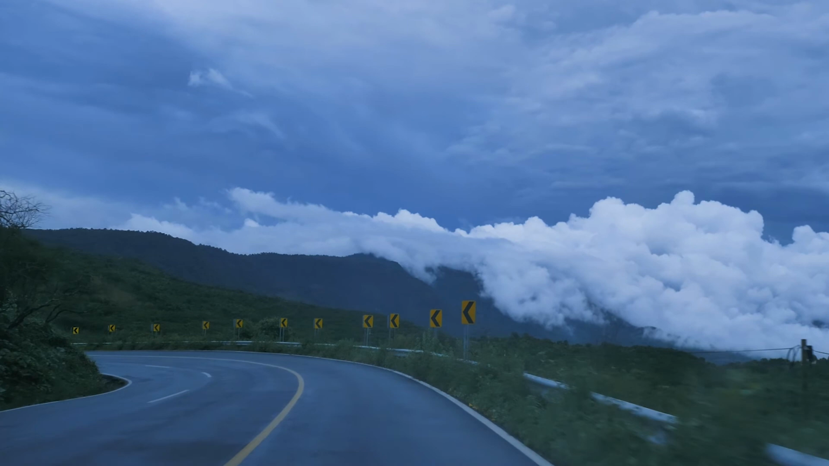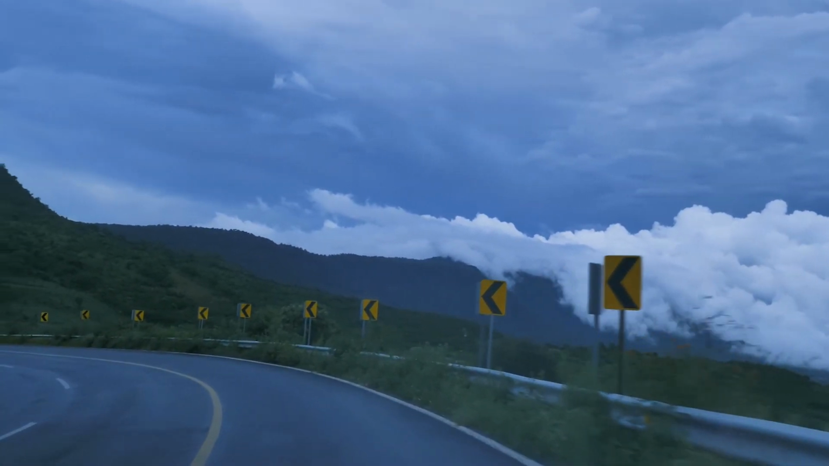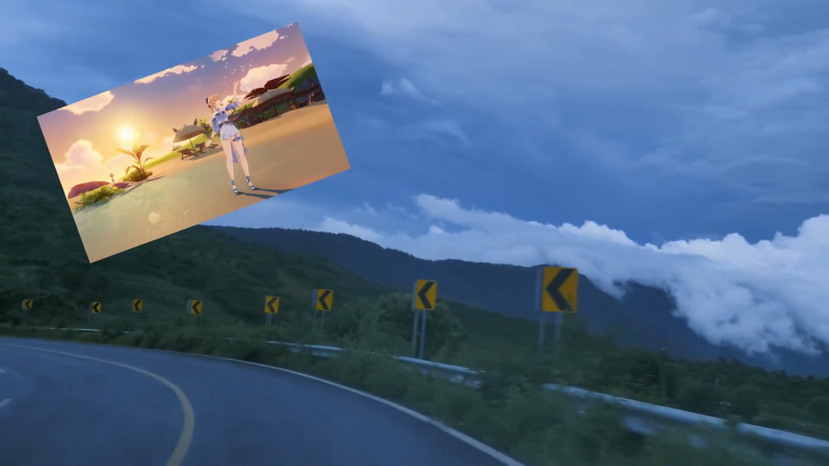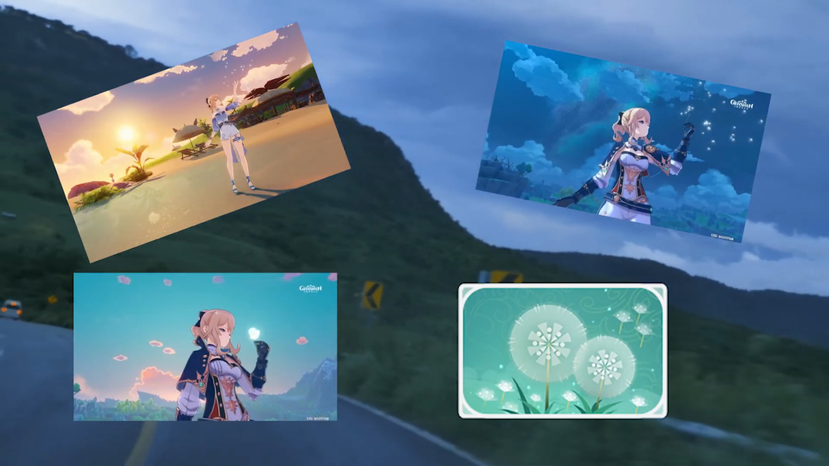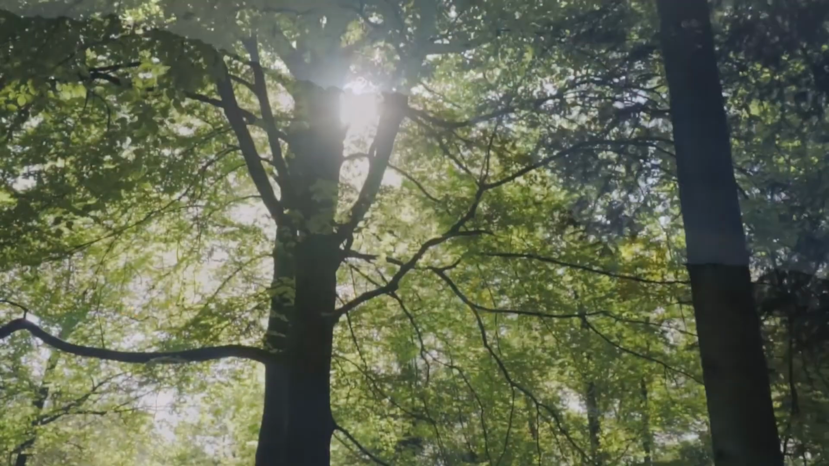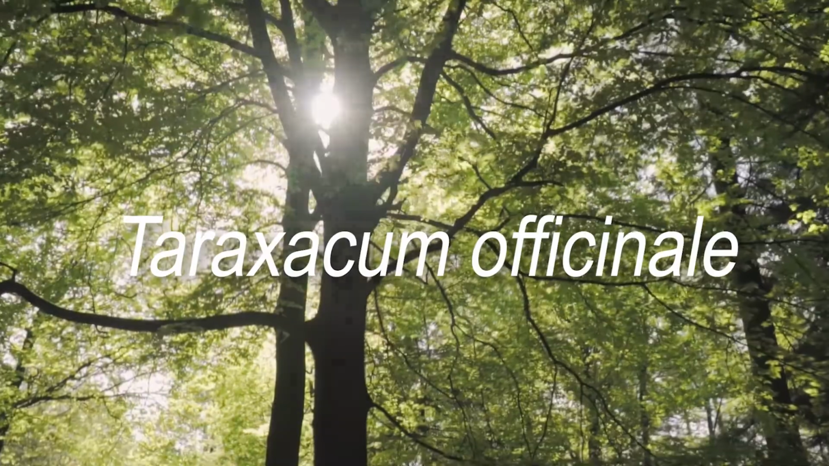So, dandelions. Why do I like dandelions? They look cool and they're fun to play with. That's the only reason I like dandelions and nothing else. Nope, nothing else. First off, the scientific name for the common dandelion is Taraxacum officinale.